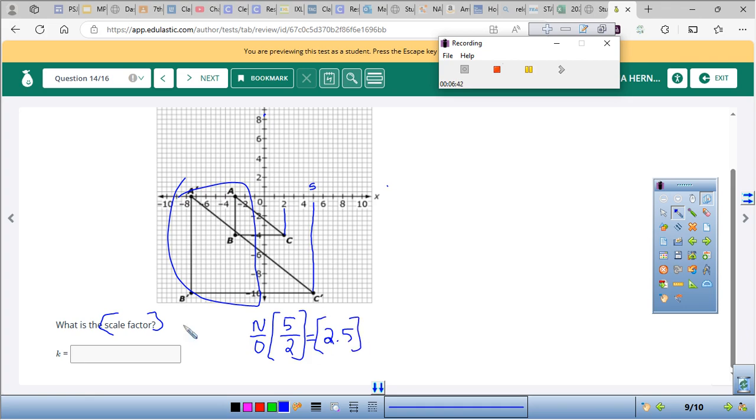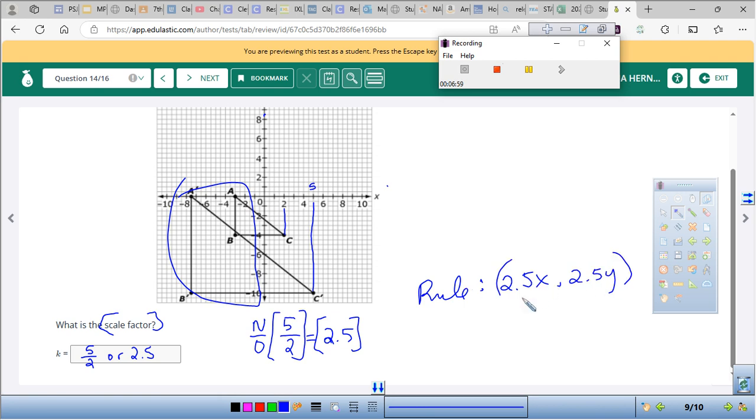Now, it's asking for the answer, so really two answers are good for me: 5 over 2, or 2.5. Now, this is just another additional idea. What's the rule for this one? The rule would be 2.5x, 2.5y. It's not asking for this, but this is the rule that you would use: 5 halves x and 5 halves y. Both of them are the same.